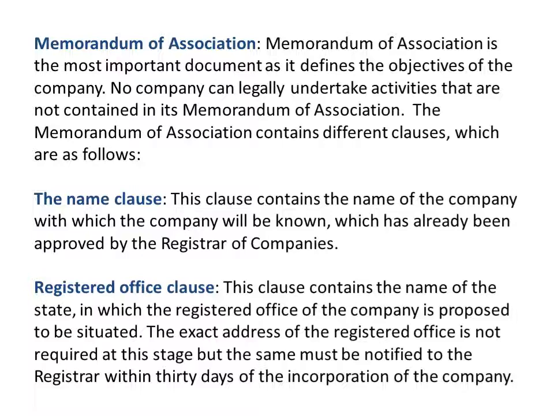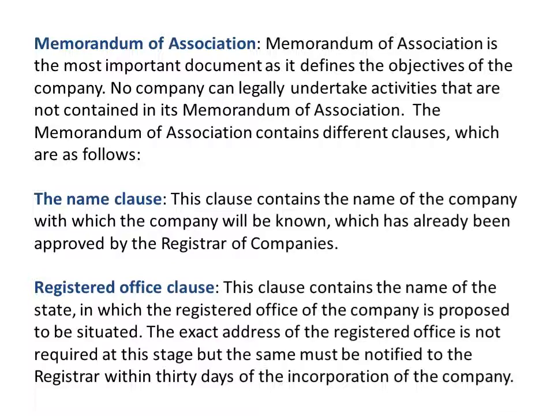In the name clause, we have earlier fixed the name of a company, we have decided the three sets of names, and whatever is final, that name will be mentioned in the memorandum of association. And the second one is the registered office clause.